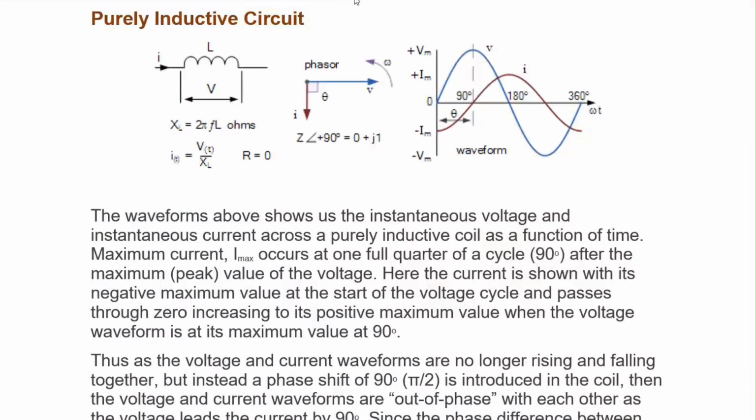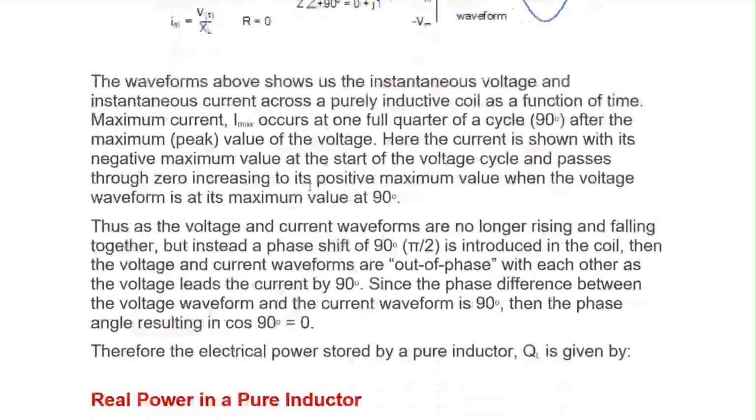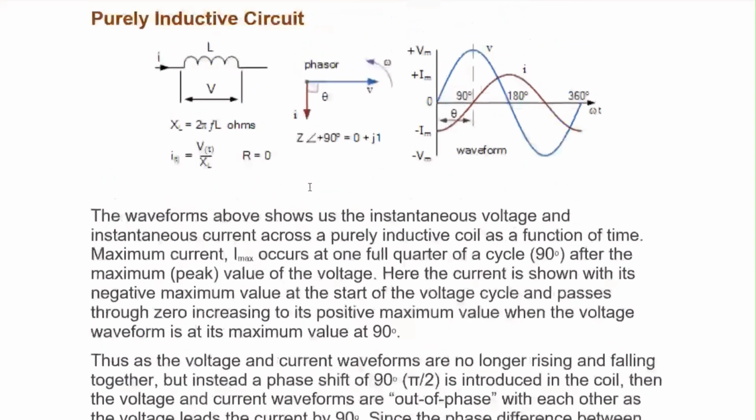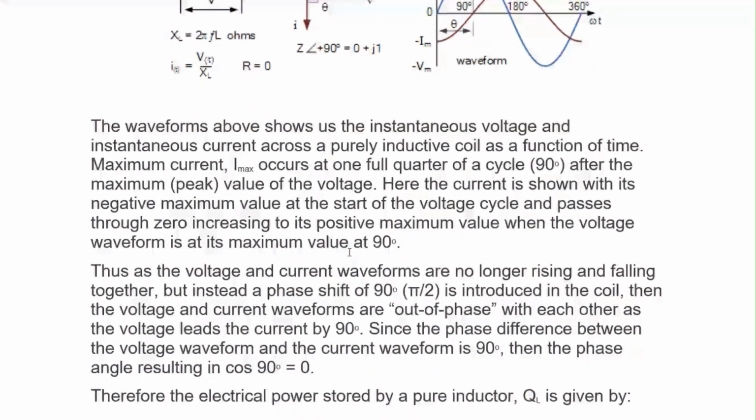So in a purely inductive circuit, XL is 2 pi f L, and the current is lagging by 90 degrees. In this case, the power is also the product of V I cos phi, voltage and current multiplied by the power factor. But in this case, phi is 90 degrees, so cos 90 degrees is 0. So if you look at the power, power becomes 0.